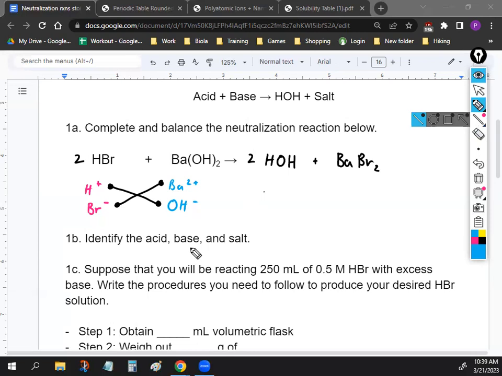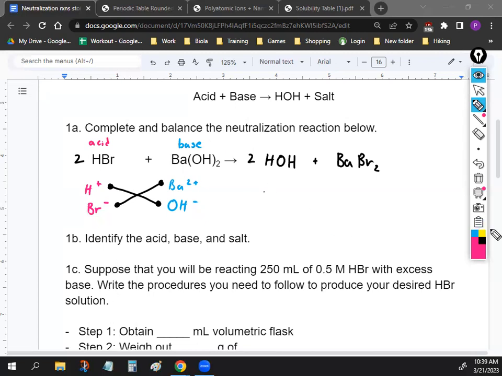So what chemical is your base? Yeah, Ba(OH)2. This is your base. We said acid and base have to be on the left side. So that means obviously the other chemical is an acid. And you can tell because this guy breaks up into H+.